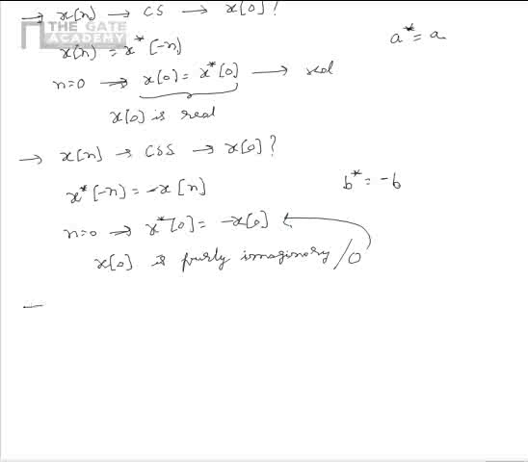Now let us consider another problem. As per the problem, there is a signal x of t equal to u of t given. We need to find the conjugate symmetric and conjugate skew symmetric parts of x of t in terms of y of t, which is shown in the figure.